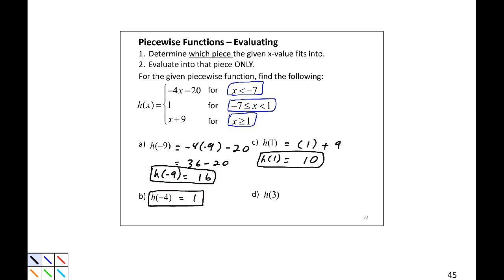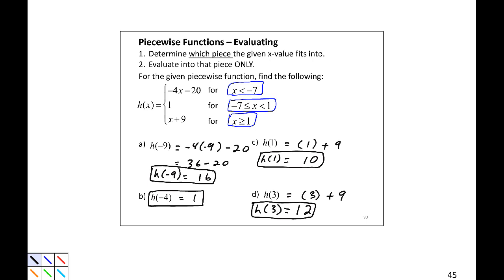And then for the last one, h of 3. Well, 3 is greater than or equal to 1, so we again will use our third branch, which is x plus 9, so that would be 12. h of 3 equals 12.